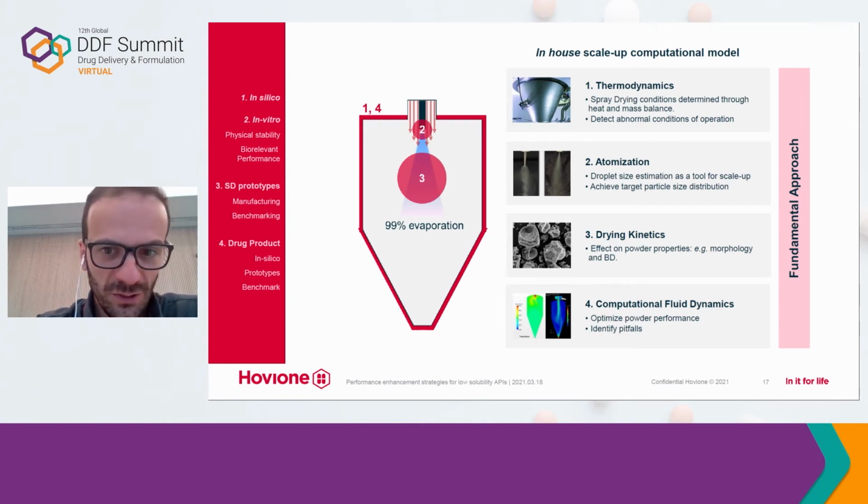Now, the combination of these 2 previous models, combined with a particle formation mechanism, gives us a drying kinetics model, and the drying kinetics is essential to predict additional properties such as morphology, density of the particles, and even in some cases phase separation of amorphous solid dispersions. Finally, all of this can be supported by computational fluid dynamics, not for routine operation, but for optimizing units and troubleshooting very challenging processes.